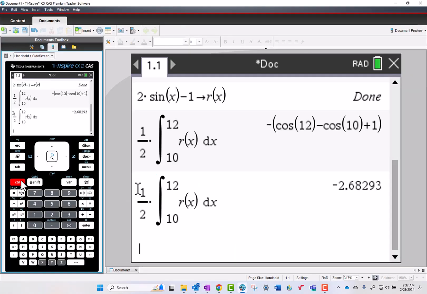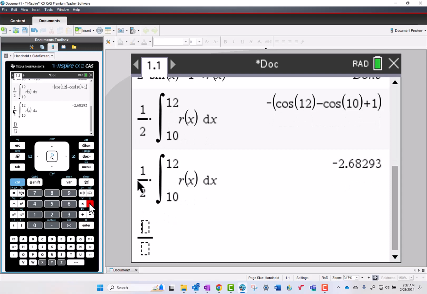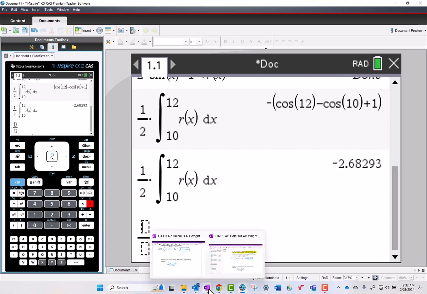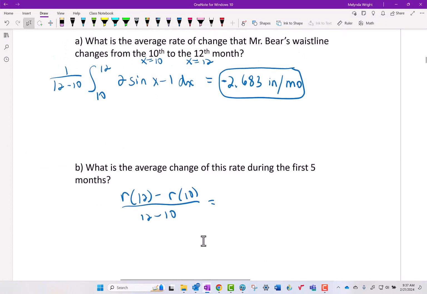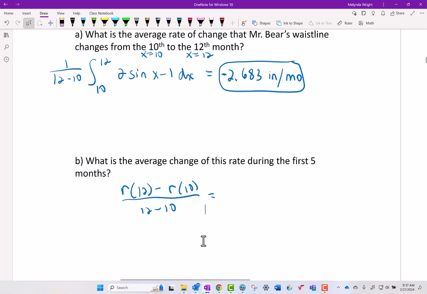Why do you not use 5? Use which one? It says it's during the first 5 months. Let's go back here. Yes, I thought it was going 10 to 12, but you're right. It's during the first 5 months. What is the average change of this rate during the first 5 months? Let's go back. Yeah, it's average.